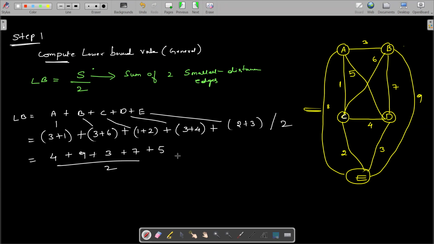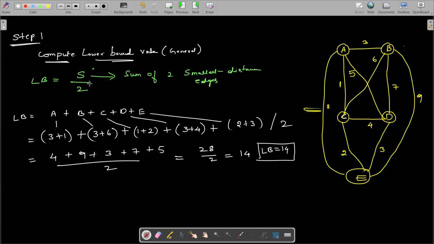Okay, now if you add this one, what will you get? 4 plus 9 plus 3 plus 7 plus 5. So that is 28 divided by 2, so that is equal to 14. Nothing but lower bound is equal to 14. So this is the first value you got, the general lower bound value.